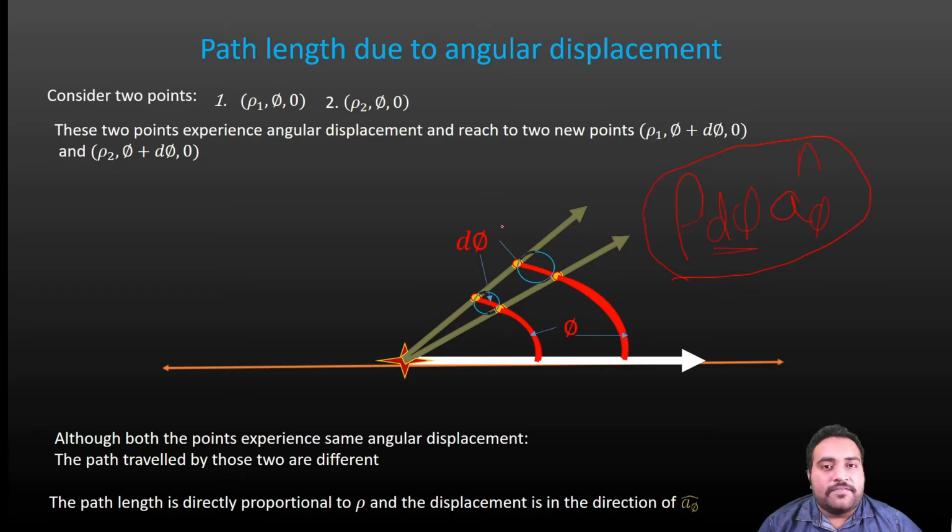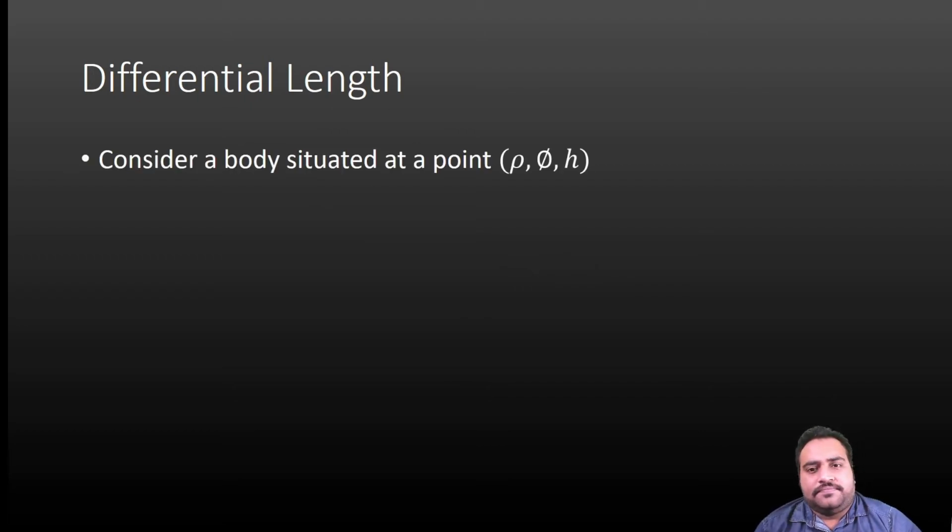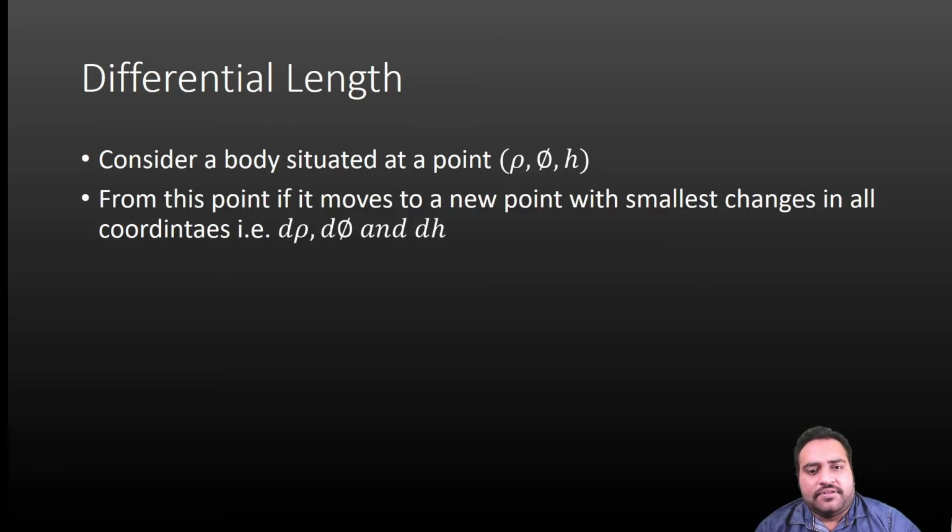This is an interesting topic for you to understand. If we understand that, it would be easier for us to discuss differential length in both cylindrical and spherical coordinate systems. Let us look at differential length in a cylindrical coordinate system. Consider a body situated at a point rho comma phi comma h, and let us assume that, similar to the Cartesian coordinate system, there are changes in rho, phi and h. Now let us determine the displacement vector, and thereby we can get the total differential length.